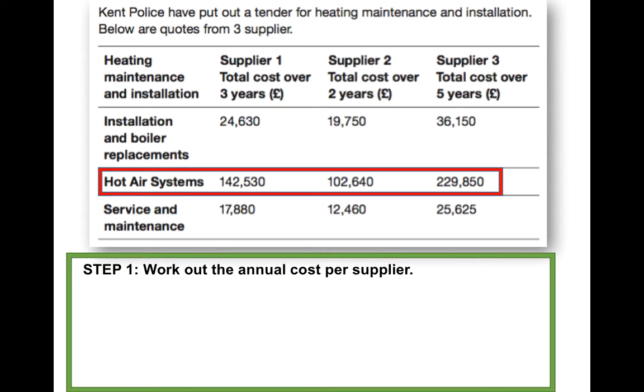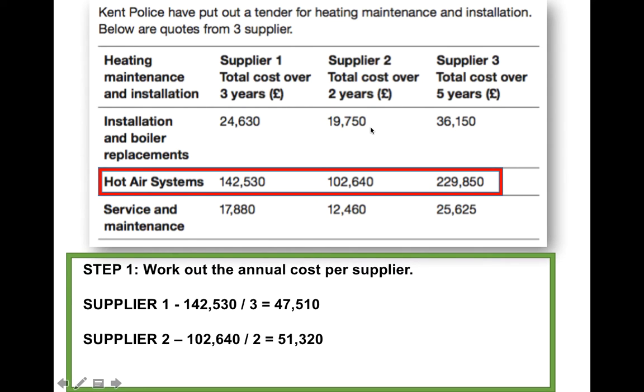Well, step 1, work out the annual cost per supplier. For Supplier 1, it says the total cost over 3 years. So basically what we have to do is divide 142,530 by 3 to get the annual cost, because it says at the top, Supplier 1 total cost over 3 years. 142,530 divided by 3 gives us an annual cost of 47,510. So let's move on to Supplier 2. That is basically 102,640 divided by 2 years, because it says across the top the total cost over 2 years, which equals 51,320.